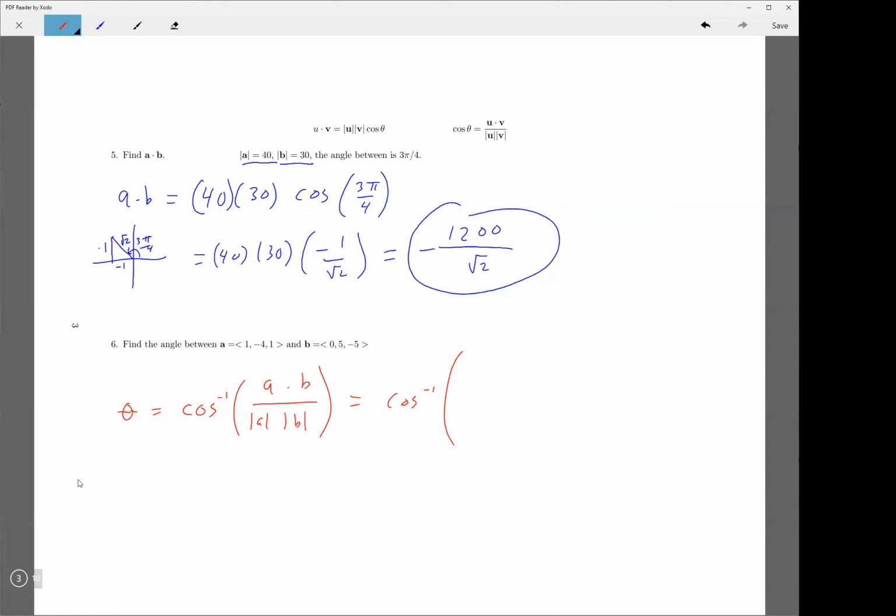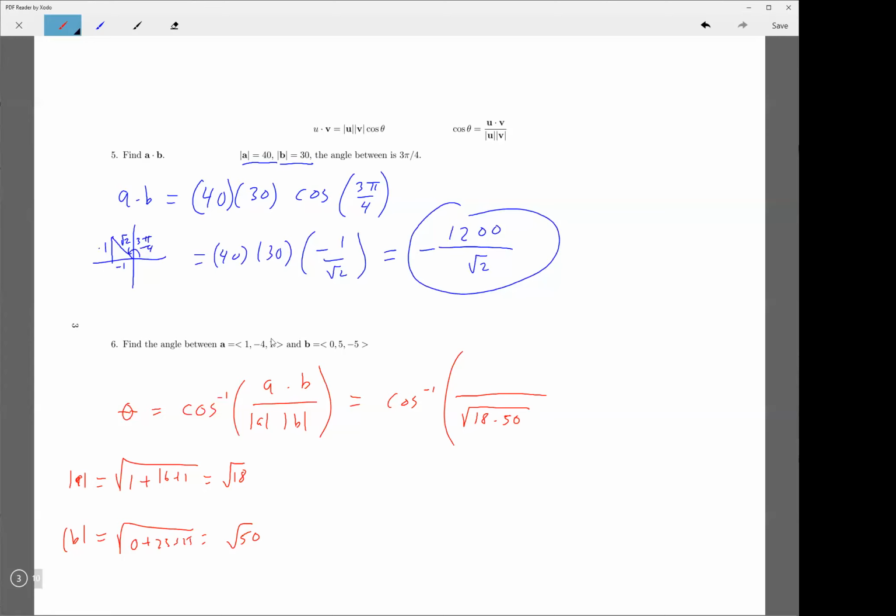Okay, so let's calculate the magnitude of A and the magnitude of B. The magnitude of A is the square root of 1 plus 16 plus 1, so that's the square root of 18. The magnitude of B is the square root of 0 plus 25 plus 25, so that's the square root of 50. So that goes in the denominator, so 18 and 50.